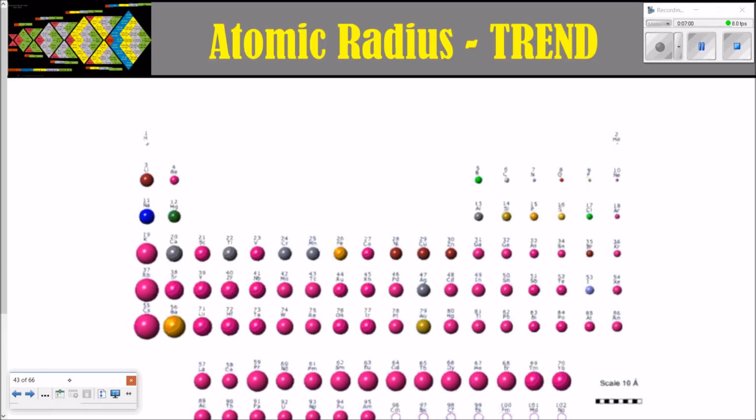So this is an overall look at the periodic table and the atomic radii of each of the atoms. And so you can see the overall trend: as you move across the period, the effective nuclear charge causes your atoms to be smaller. And as you move down a group, the shielding is causing those atoms to be larger.